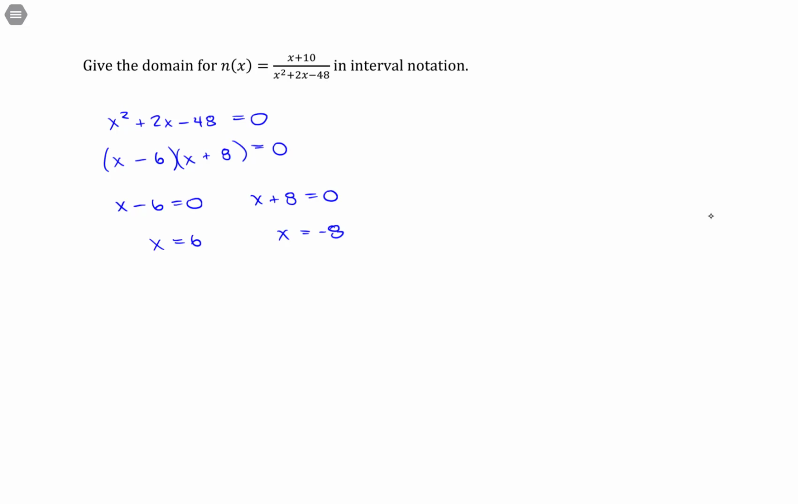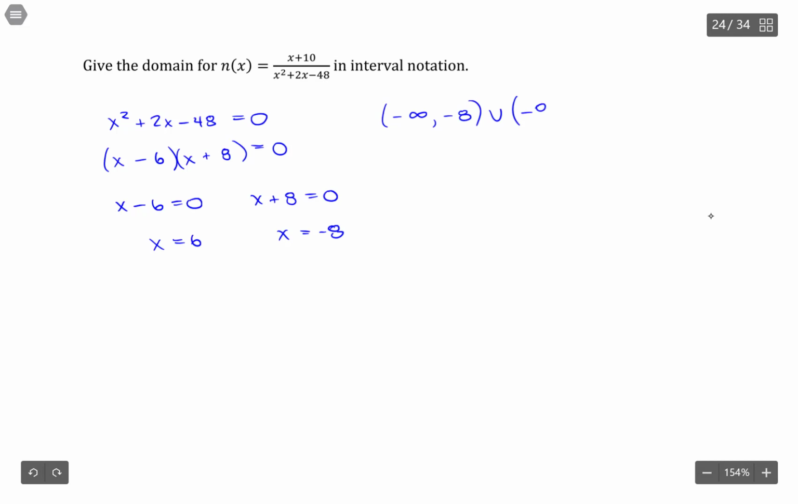So normally a function's domain is just negative infinity to positive infinity. But we need to skip over these two numbers. So we're going to go from negative infinity to negative 8, and I'm using negative 8 first because it's smaller than negative 6, because you have to go in numeric order. So negative 8, and then use a parenthesis so you exclude the negative 8 in this set.